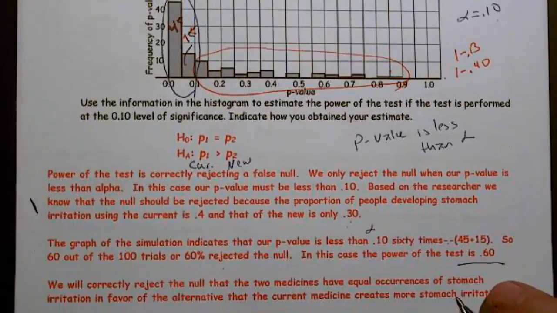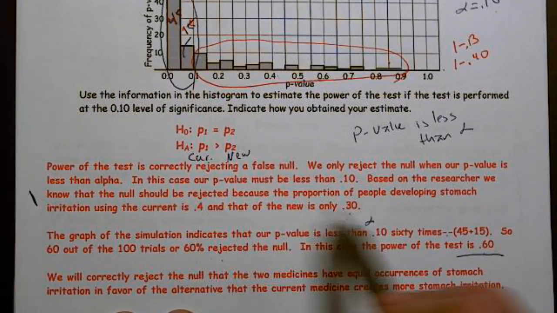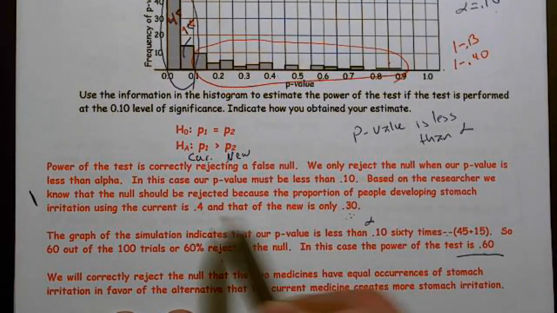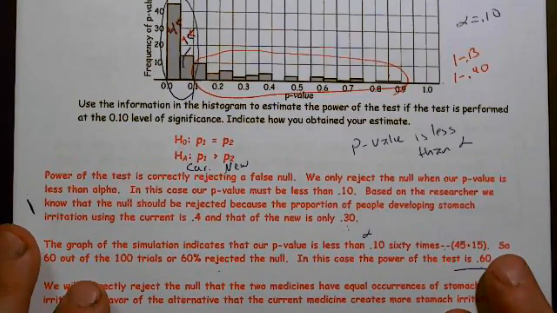Difficult question, worth 1 point, which isn't a big deal, because really, if you got this wrong, you could still make 101 on the test. So in this case, we will correctly reject the null that the two medications have equal occurrence of stomach irritation in favor of the alternative. They'll do that 60% of the time, and they should be rejecting, because the new is 0.3, which is actually less than the current. So once again, power is the probability of correctly rejecting the null, and this was a more challenging problem.